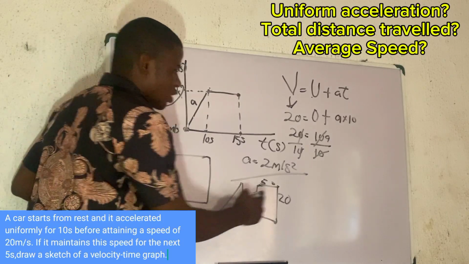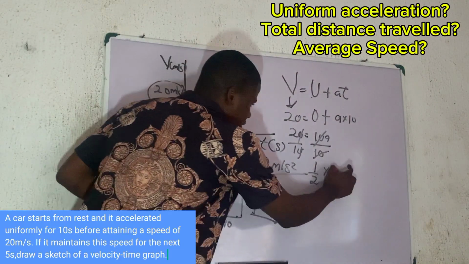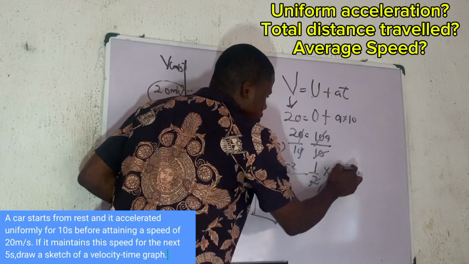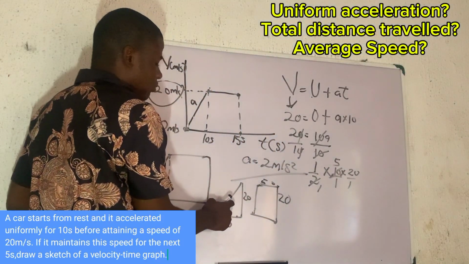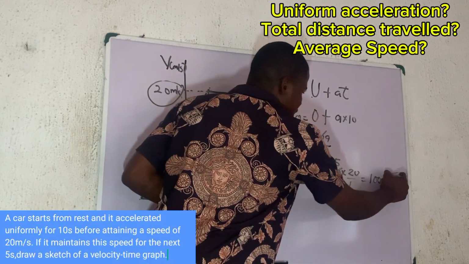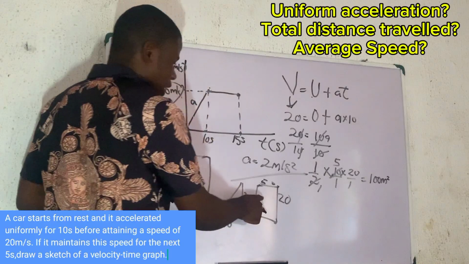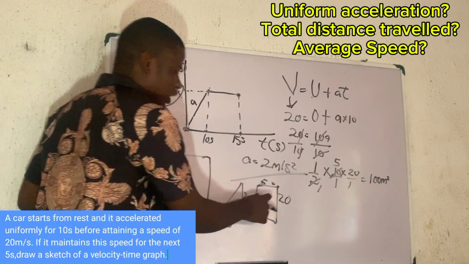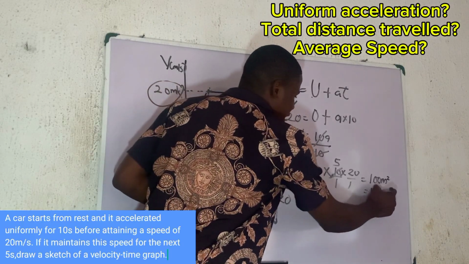Now I have to find the area of this triangle. What's the area of a triangle? Half base times height. 1 over 2 times the base, 10, times the height, 20. 2 into 10 goes 5. So the area of this triangle will be 5 times 20, 100 square meters. Does it make sense? Now the next one, what's the area of this rectangle? That would be 5 times 20, which will give me 100 square meters again.